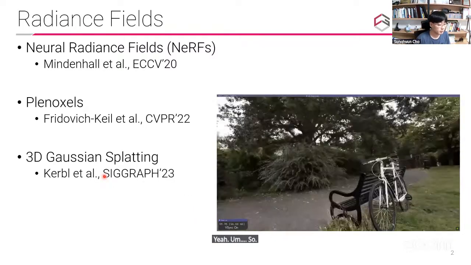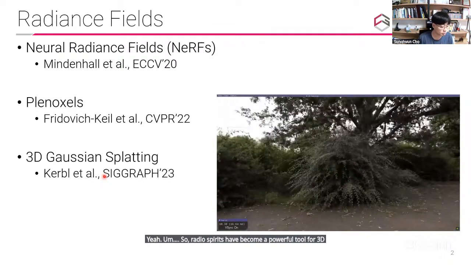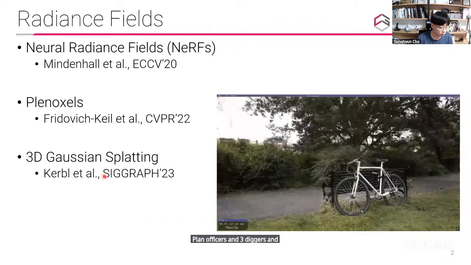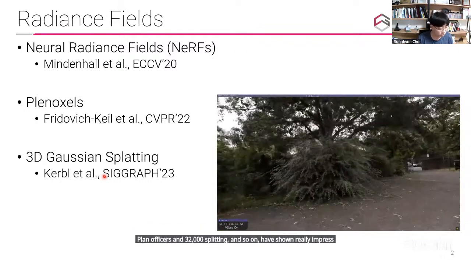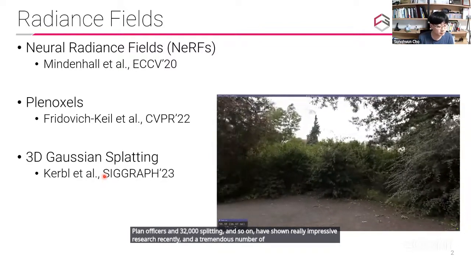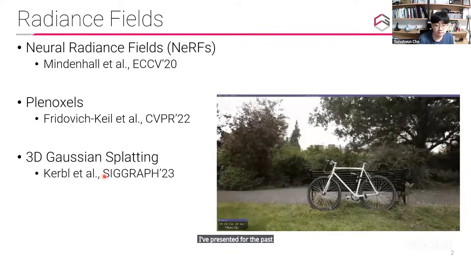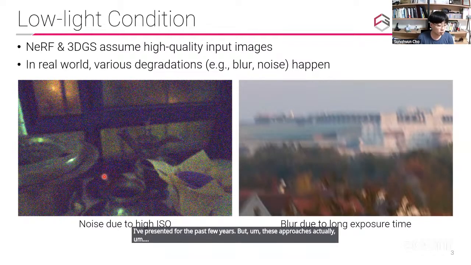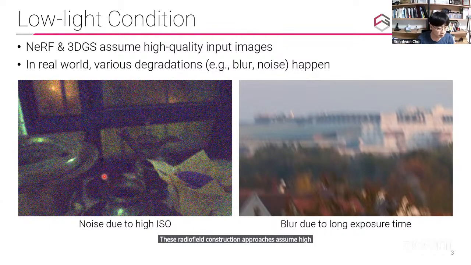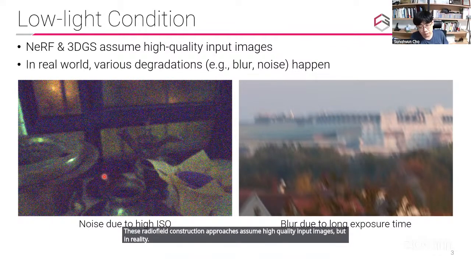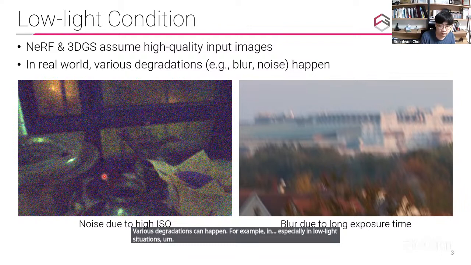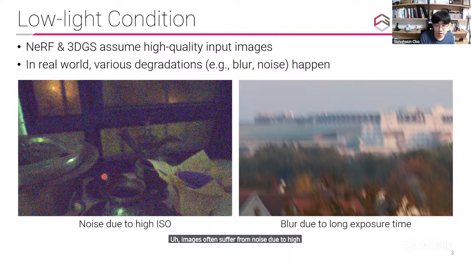So radiance fields have become a powerful tool for 3D scene reconstruction, and techniques like neural radiance fields, plenoxels, and 3D Gaussian splatting have shown really impressive results recently, and a tremendous number of papers have been presented for the past few years. But these radiance field construction approaches assume high quality input images, but in reality, various degradations can happen. For example, especially in low light situations, images often suffer from noise due to high ISO setting and also blur due to low exposure.